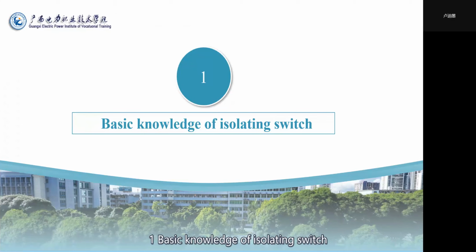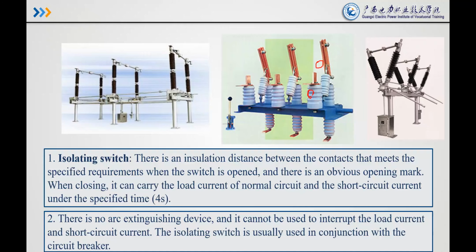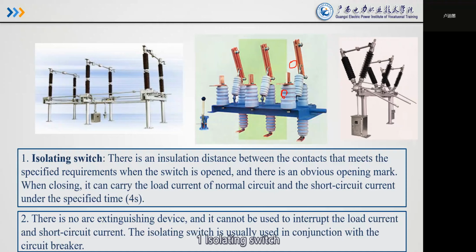One. Basic knowledge of isolating switch. 1. Isolating switch: there is an isolation distance between the contacts that meets specific requirements. When the switch is open, there is an obvious opening mark. When closed, it can carry the normal circuit current and the short circuit current for a specific time, 4 seconds.